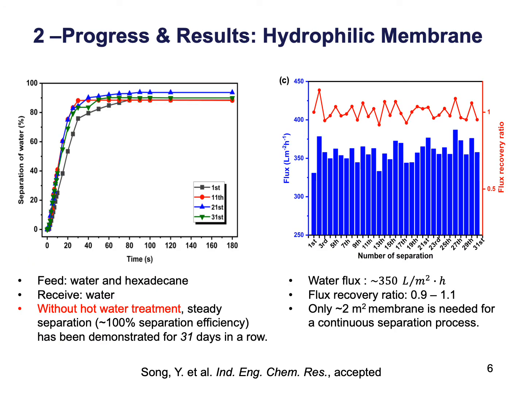The figure on the left-hand side displays that we ran 31 times of oil-water separation. We didn't need to run water treatment between the trials. For all the separations here, only water can pass through the hydrogel-coated 3D printed membrane, while oil cannot. Besides, the membrane kept a water flux level of around 350 liters per square meter per hour among all separation cycles. We didn't observe a decrease in flux. The flux recovery ratio maintained at 0.9 to 1.1 for all the tests.